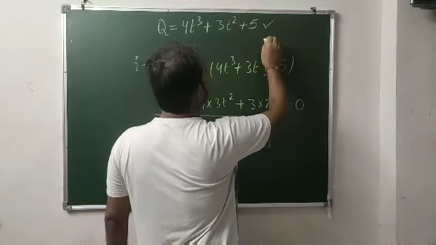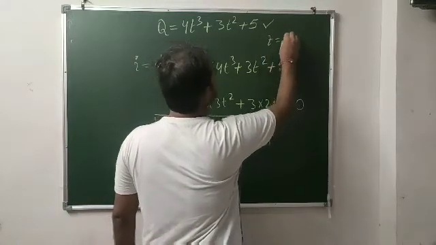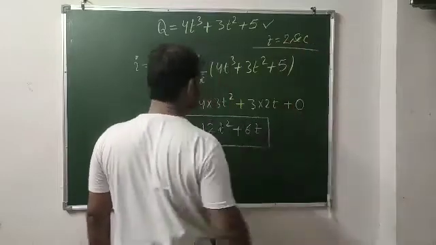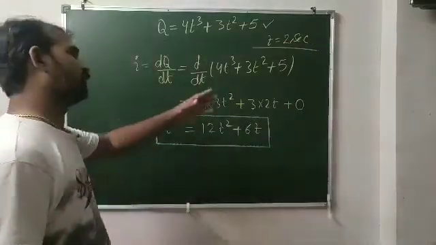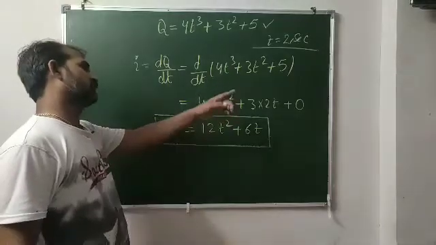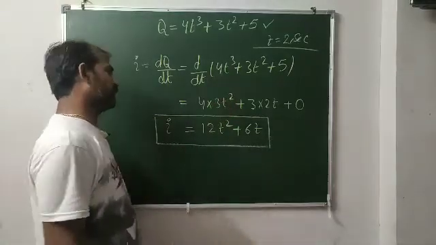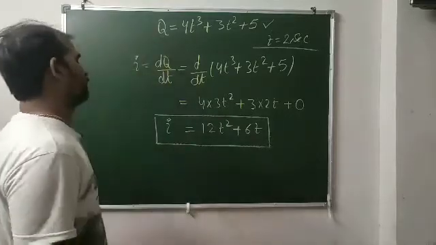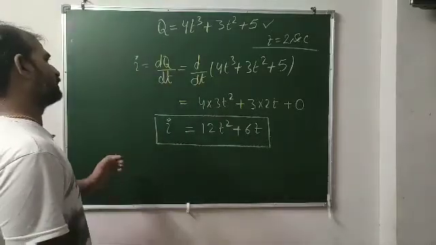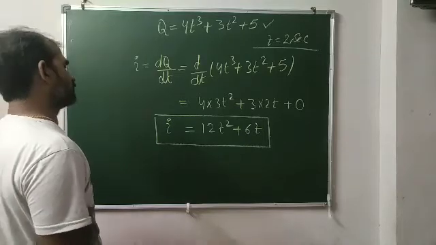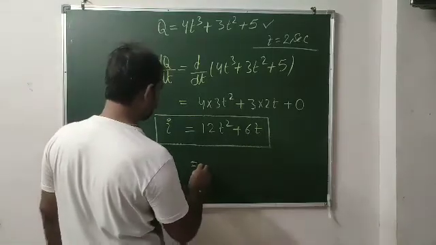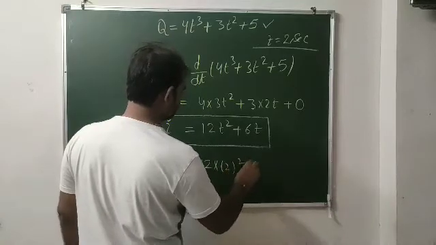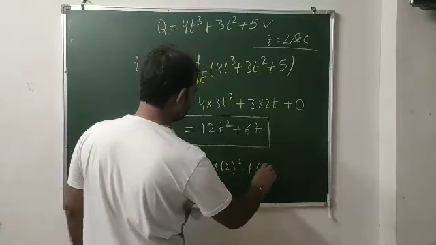Now the question is, what will be the current at t is equal to 2 seconds? Simply you put the value of time over here, means t is equal to 2, and you will get the value of current. So here you put the value 12 into 2 square plus 6 into 2.